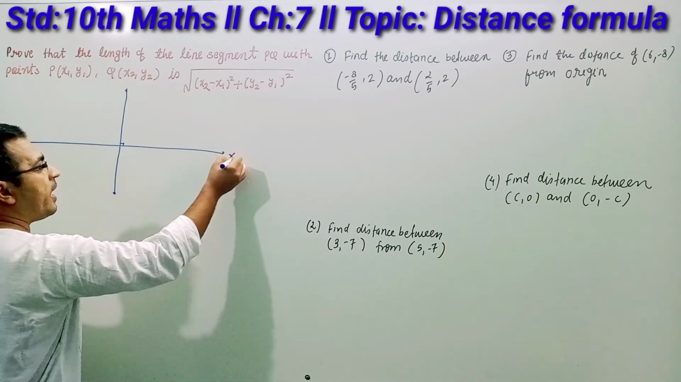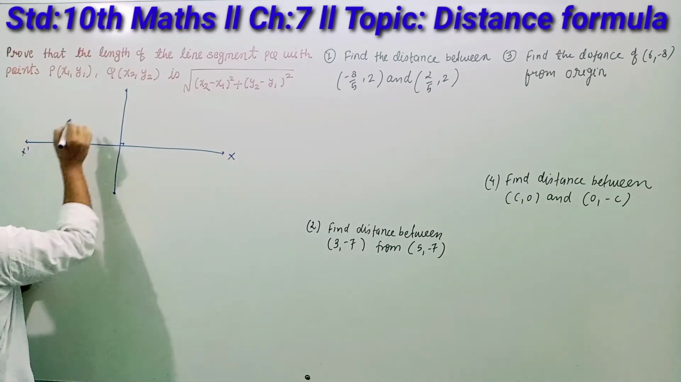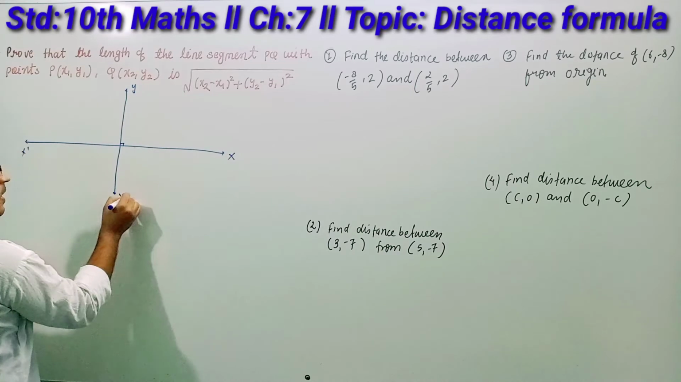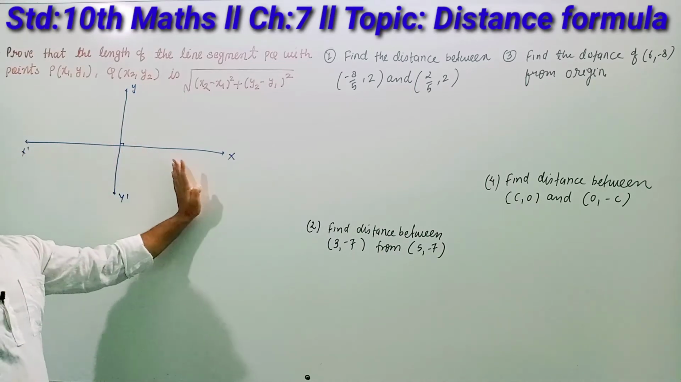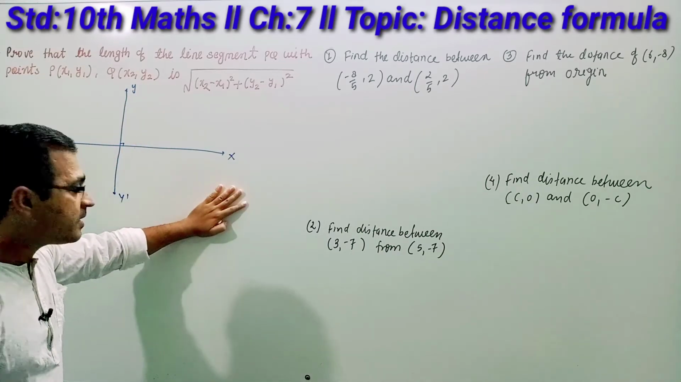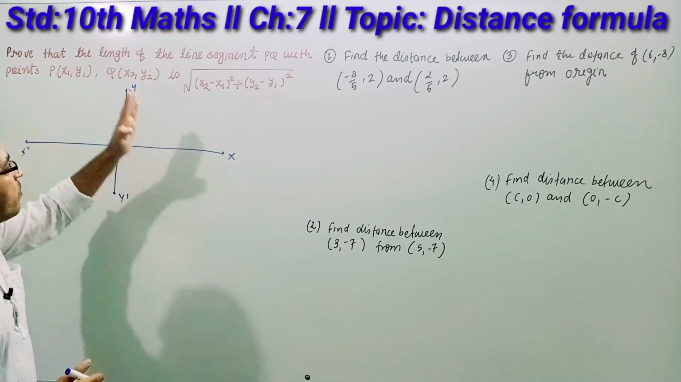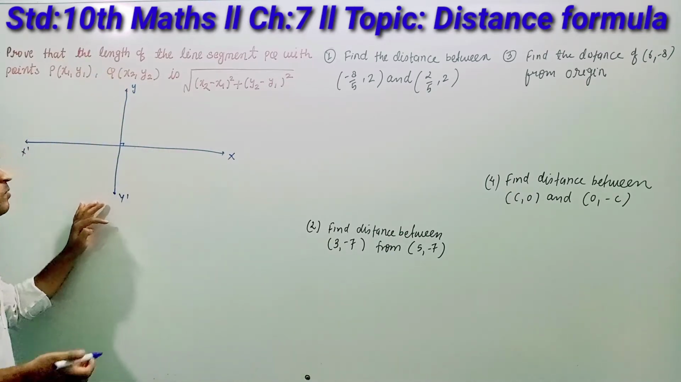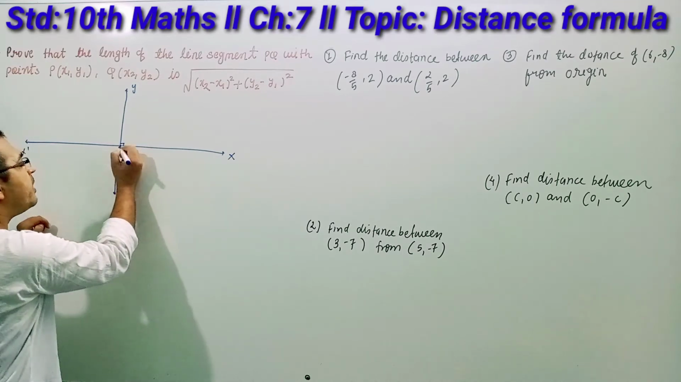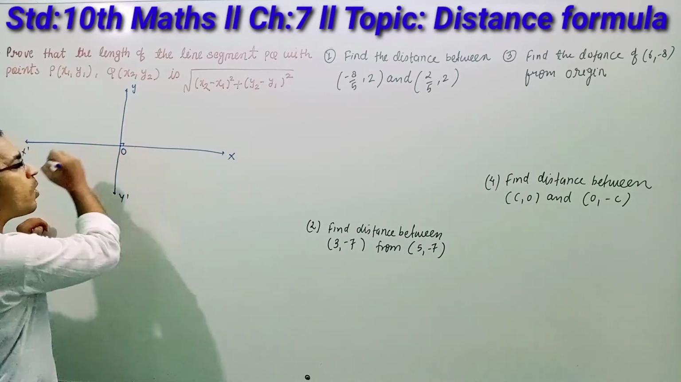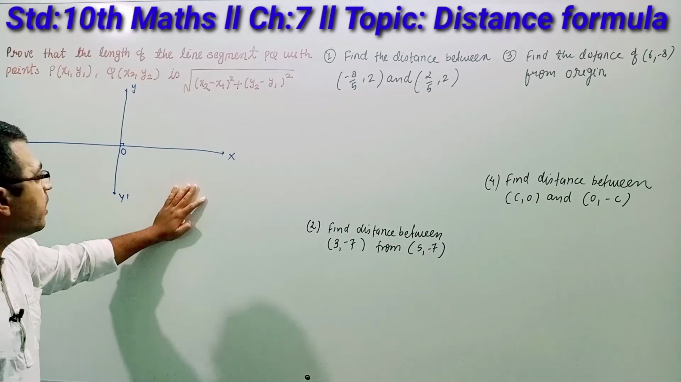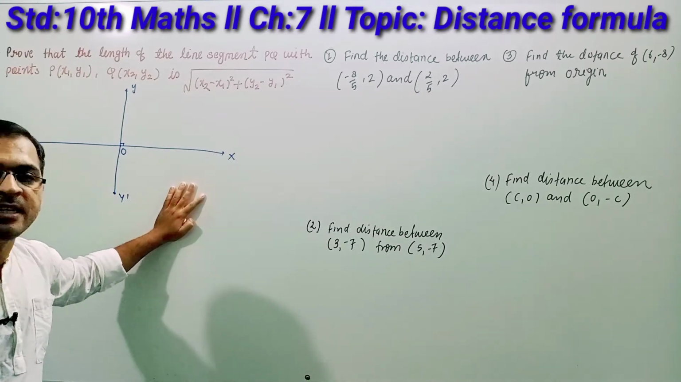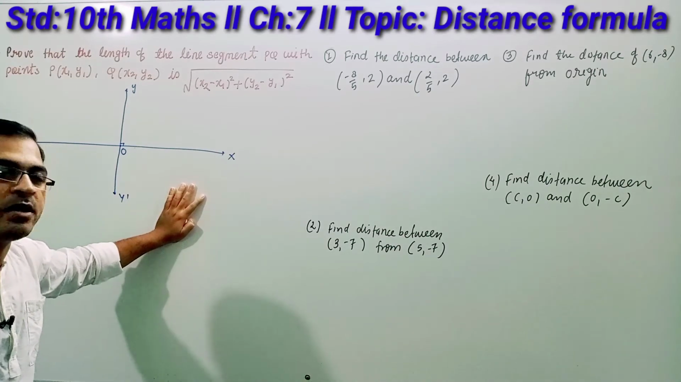This is x and this will be x dash. Here is y and this is y dash. The horizontal line is said to be the x axis and the vertical line is known as the y axis. And we know that where these lines intersect each other is known as the origin.